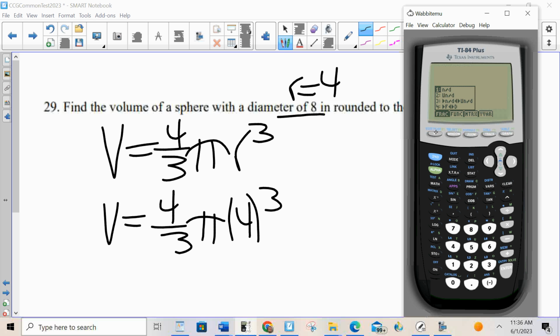Alpha y equals enter. I don't know why I'm doing this. I should probably just pull the answer off my sheet, but whatever. Pi times 4 to the power of 3 to the nearest hundredth, 268.08.